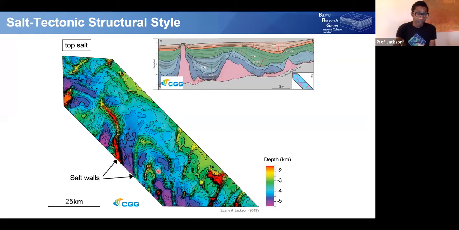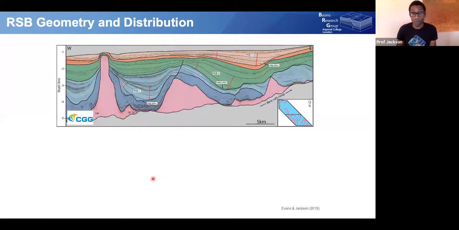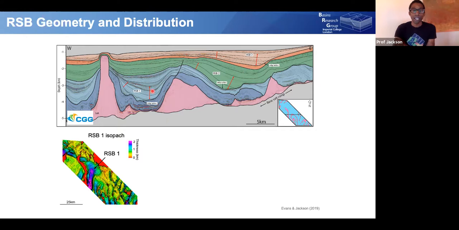So let's focus now on the Ramp-Syncline basins rather than the salt structures themselves. We're going to look at isopachs now for Ramp-Syncline basins 1, 2, and 3 to look at thickness patterns in there, but also what they tell us about the kinematics. So we're going to look at the present day distribution and geometry of those before then reconstructing, or attempting to reconstruct, the kinematics. So this is Ramp-Syncline Basin 1. This is the isopach down in here.